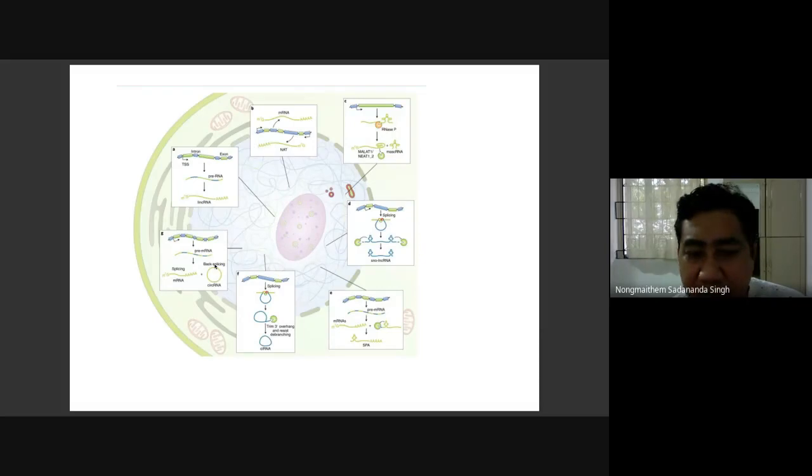These circular RNAs were discovered quite some time ago, and they are known to play a good role in gene regulation, which we can discuss in terms of how it is functional.